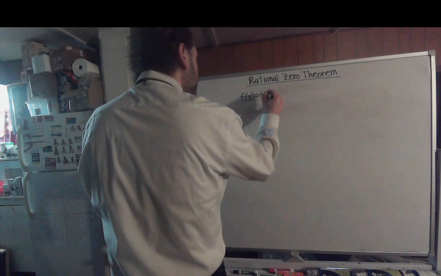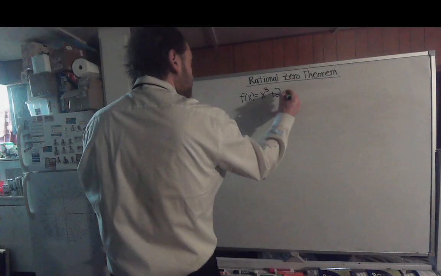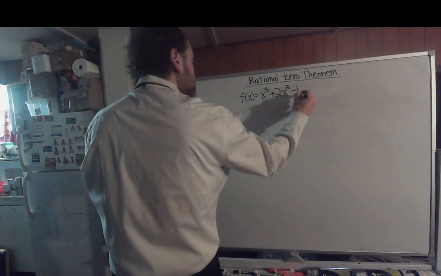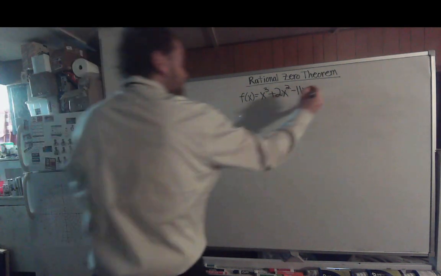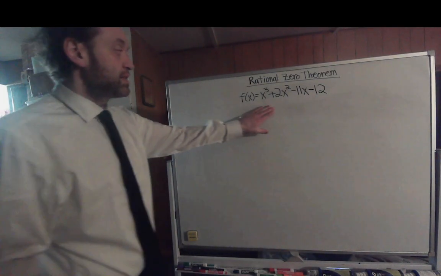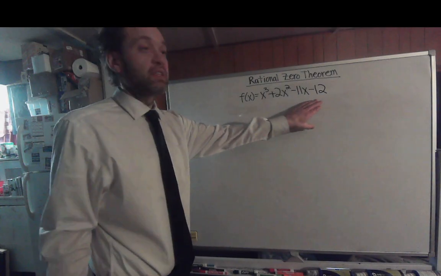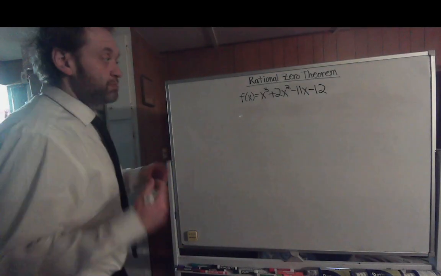Alright, I have about 5 more. What if we have, let's see, x to the third plus 2x squared minus 11x minus 12. Alright, so we have f of x equals x to the third plus 2x squared minus 11x minus 12. Well, let's go ahead and set up our rational zero.